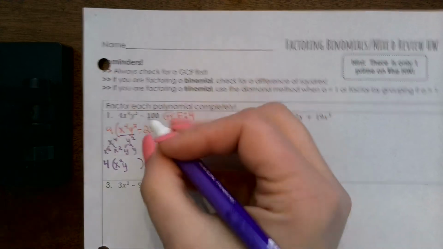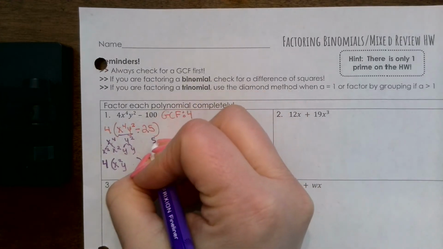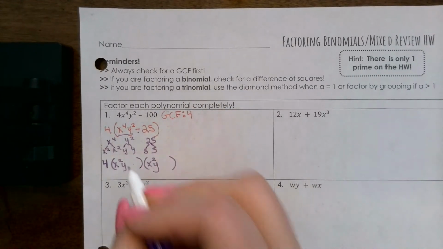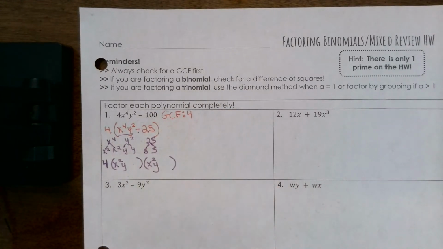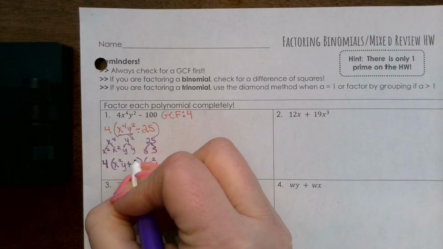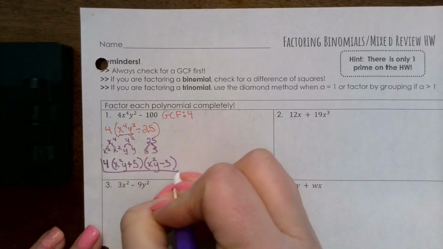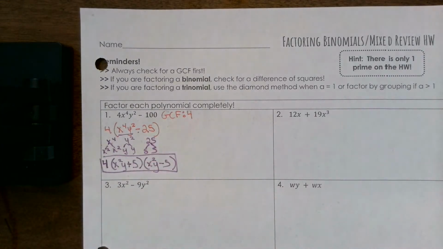Now let's look at the 25. That'll be my second term. 25 is 5 times 5. So when I think about difference of squares, I will have a plus the second term and a minus the second term. And there is my final answer.